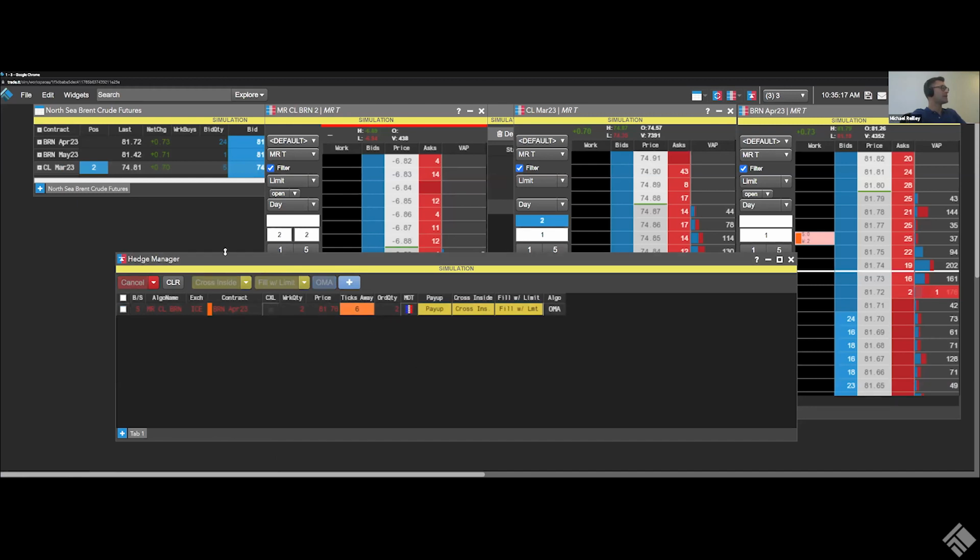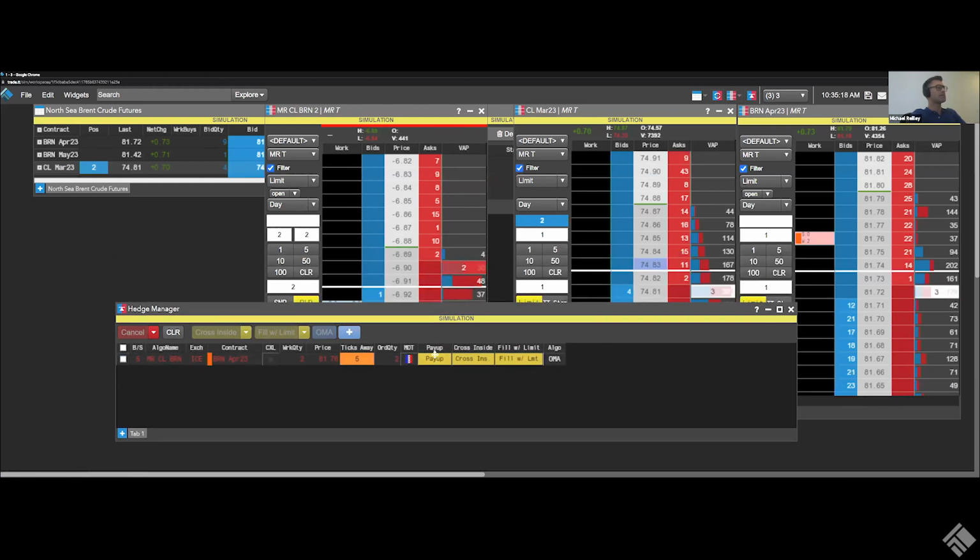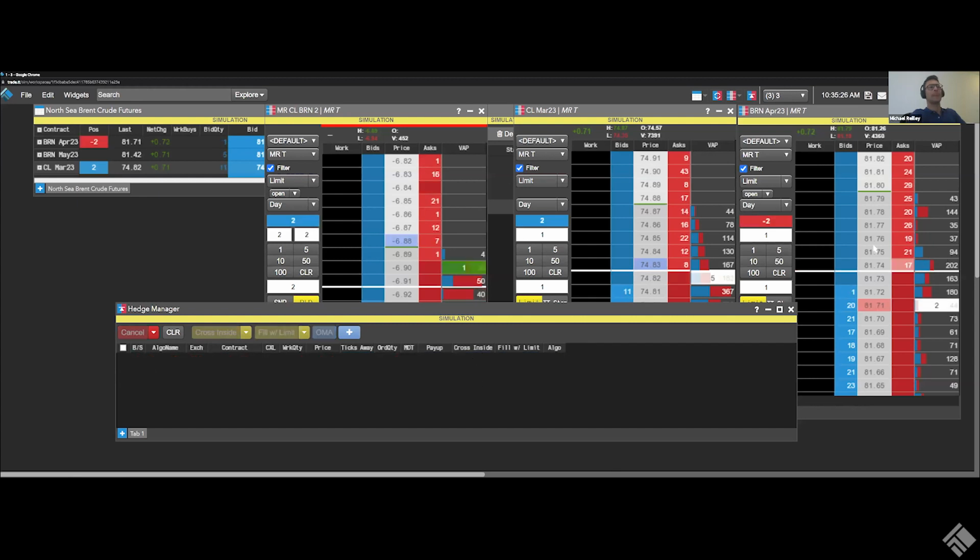And then also just from the hedge manager itself, we can click this pay up button in order to move the order one tick closer. We do it again, all the way towards the market, or we can click cross inside. That's going to move the order right across, get the fill, and achieve the spread. All right.